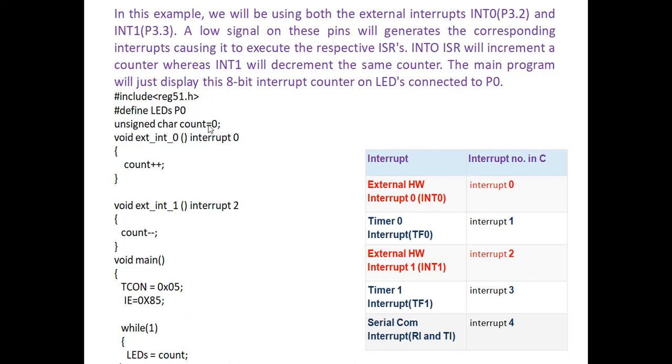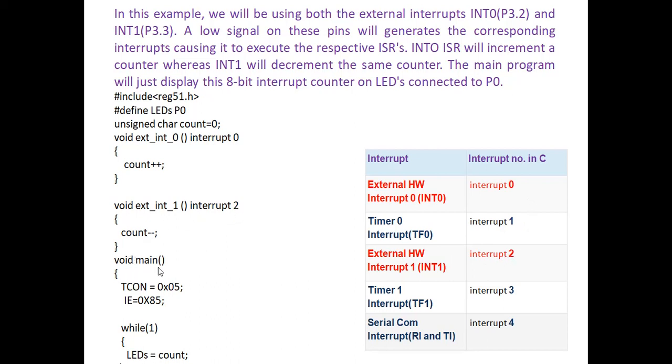Okay, initially count is equal to 0. Void external, whatever name you want, you can give the function over here. This is just a user defined function. Here it is an ISR, that's why you must represent it as interrupt 0. Then only if any interrupt related to INT0 occurs, the program comes over here and is going to execute. Likewise, it is interrupt 2, because the interrupt number in C is interrupt 2. That's why I use interrupt 2.